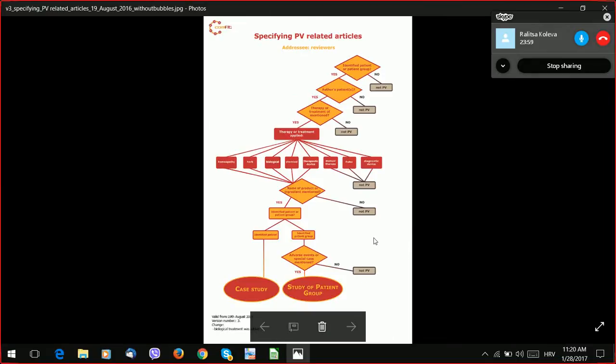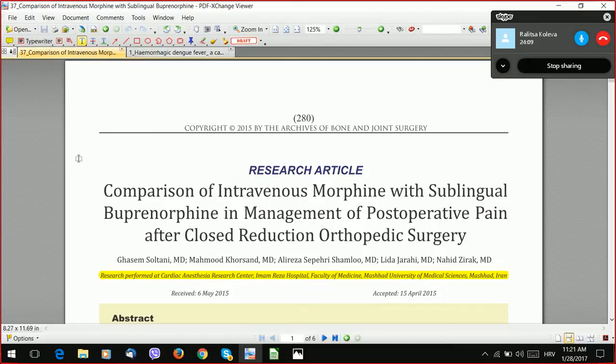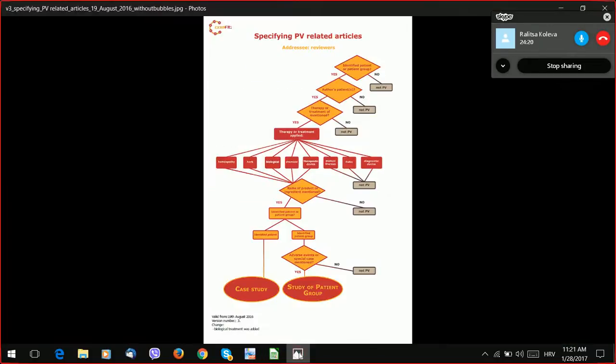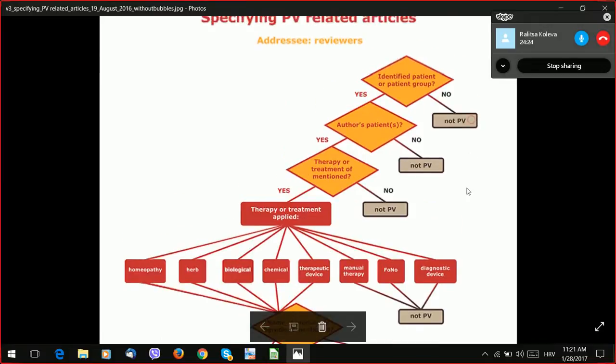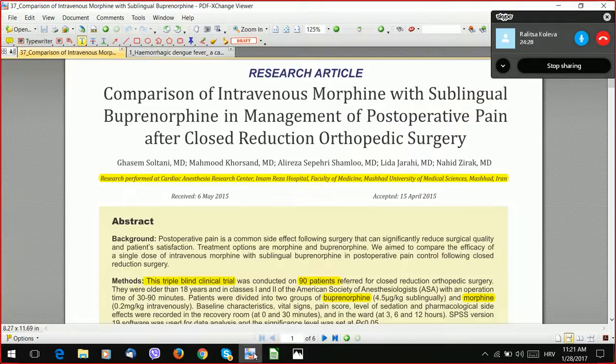I want to show you another example, which is a study. We've seen a case report and now I have a study. Comparison of intravenous morphine with sublingual buprenorphine and so on. So you open the flowchart and the first criterion you have is identified patient or patient group, and you start analyzing the article.